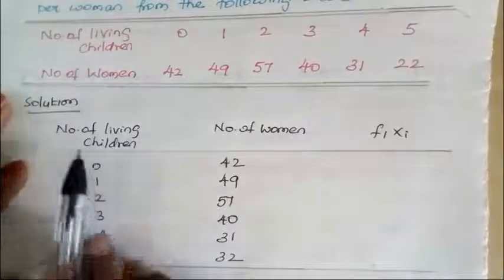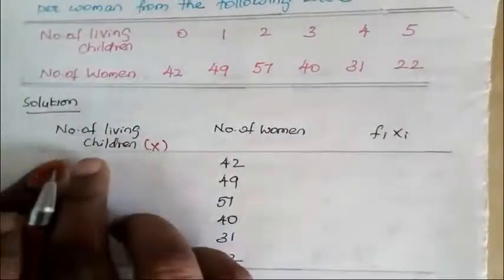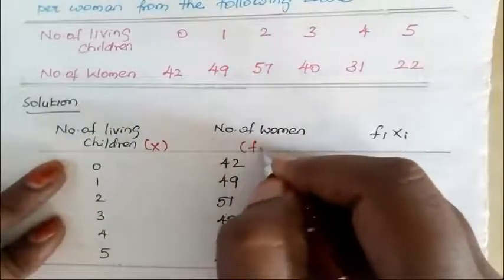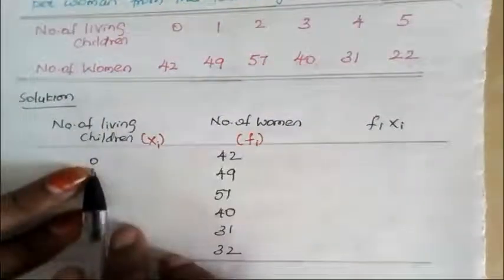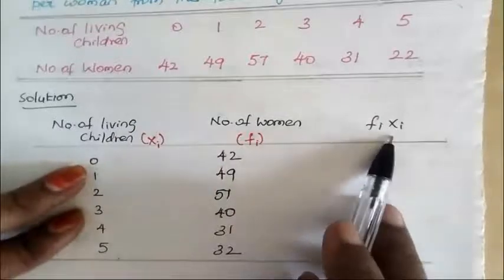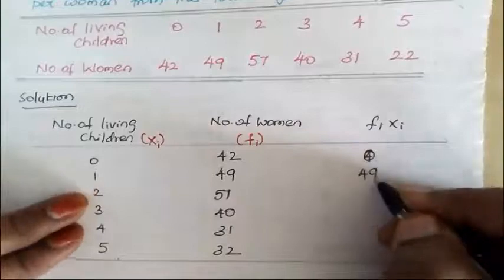As before, we have to transform the given tabular column into a new format. Number of living children is the X value and number of women is the frequency. It is generally written as Fi and Xi. Multiplying the variable and frequency will give the value for the last column, which is Fi into Xi. The values are 0, 49.